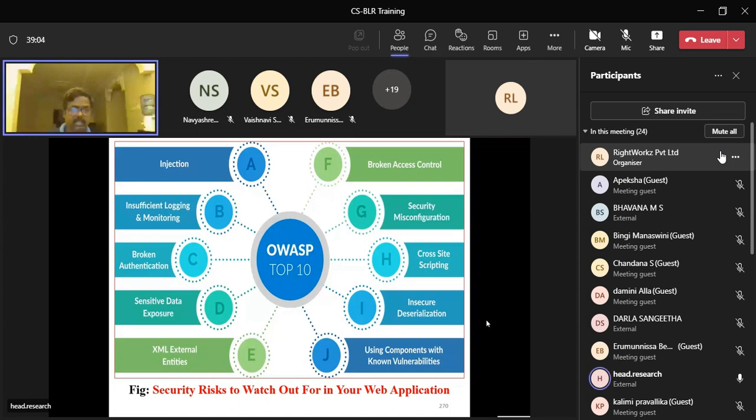Then using components with known vulnerabilities. Various components, GUI components especially, graphical user components, especially on Windows and Linux platforms. The Windows platform is easily attacked by viruses because of GUI components. So if you are using various GUI components with known vulnerabilities, they are easily attacked by Trojans, viruses, malware, Emotet, and DDoS attacks.